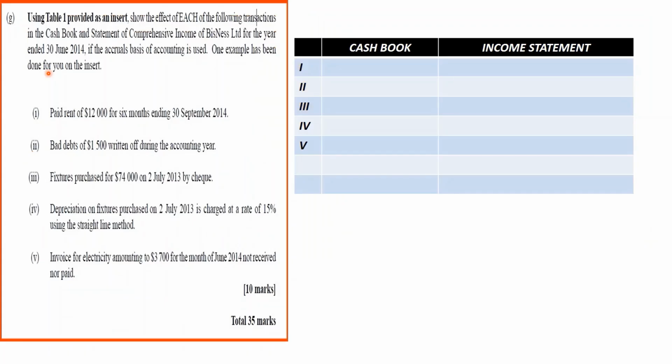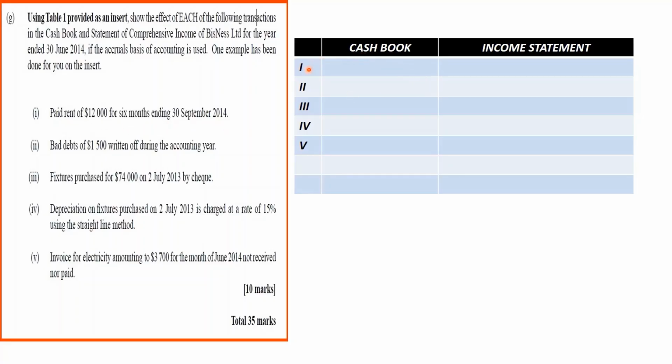Using Table 1 provided as an insert, show the effect of each of the following transactions in the cash book and statement of comprehensive income of Business Limited for the year ended 30th June 2014, if the accrual basis of accounting is used. One example has been done for you: pay rent of 6 months ending 30th September 2014. This particular one was done.